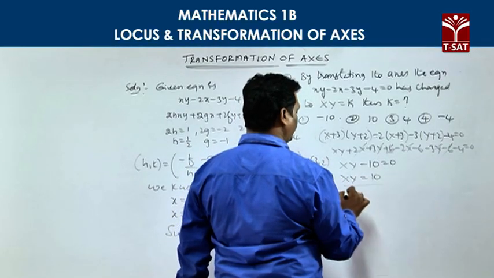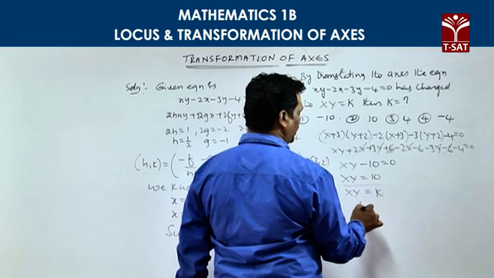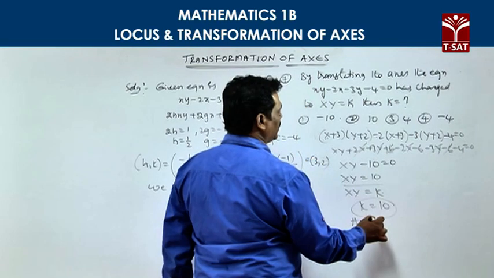So here it is in the form of XY is equal to k. So here k is equal to what? 10. Answer is 2.